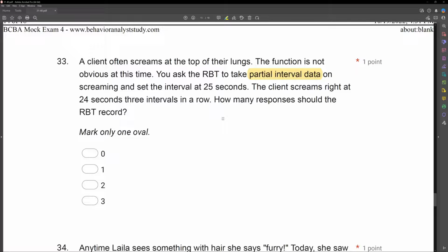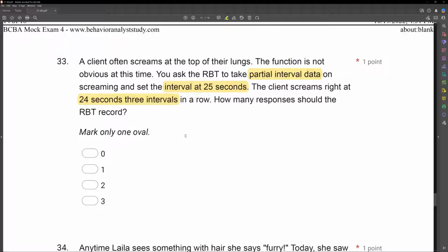With partial interval data, when does a behavior have to occur to count as a response? Well, at any point in the interval. So we know our interval is at 25 seconds. So at any point in those 25 seconds, if the behavior occurs, we count it as a response because we're using partial interval recording. We know the client screams right at 24 seconds, 3 intervals in a row. So for 3 intervals straight, did the behavior occur? It did. It occurred at 24 seconds, 3 intervals in a row.